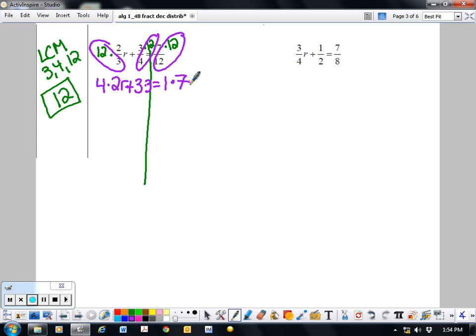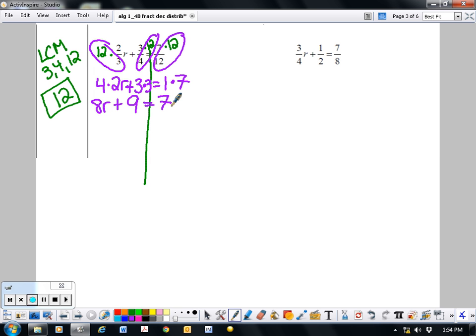So that way you're dividing smaller numbers, and then you're just multiplying. Because some people find dividing harder than multiplying, so it's easier to divide the smaller stuff first and then times. But it is up to you which route you want to go. So for here, 4 times 2r would give me 8r. 3 times 3 gives me 9. 1 times 7 gives me 7.